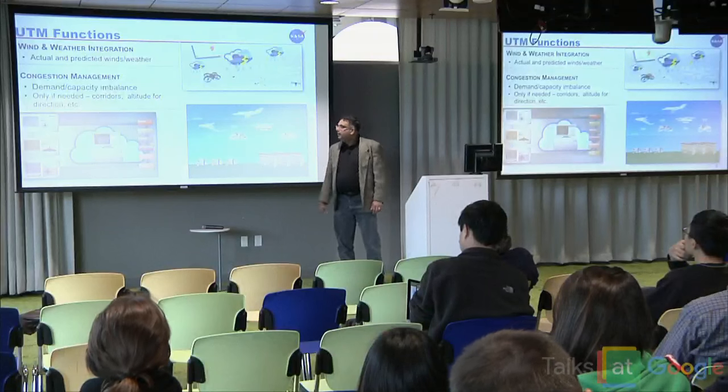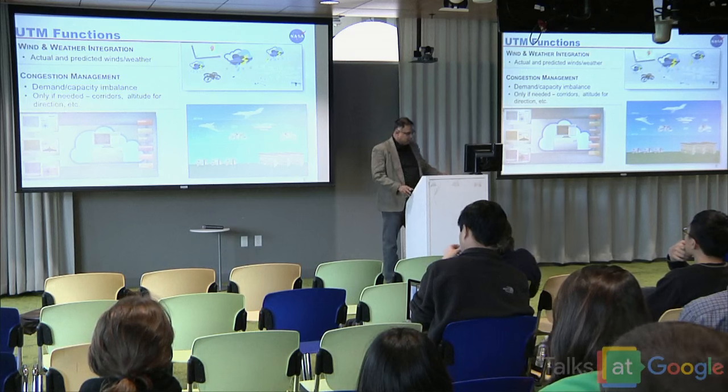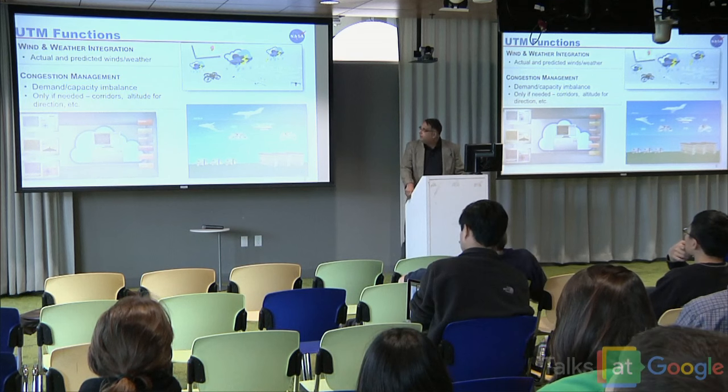Then congestion management. As soon as we allow these operations, we expect that demand and capacity could get off balance in certain locations. And once that happens, we need to have ways to manage that. So this type of feature will create corridors or altitudes for direction and any crossing restrictions based on the demand and capacity imbalance.